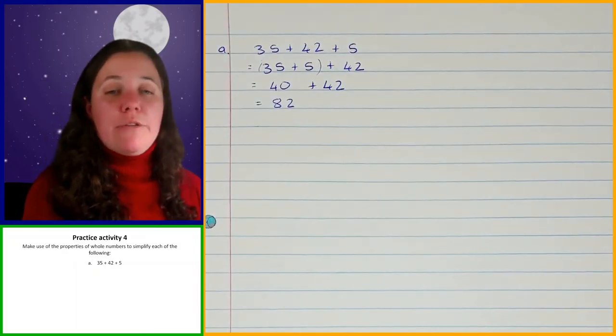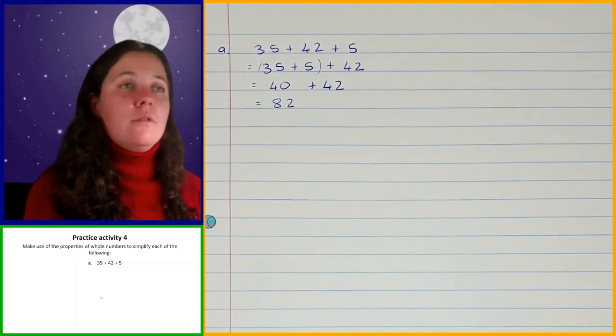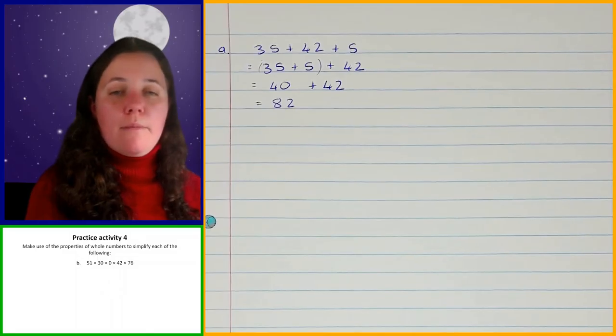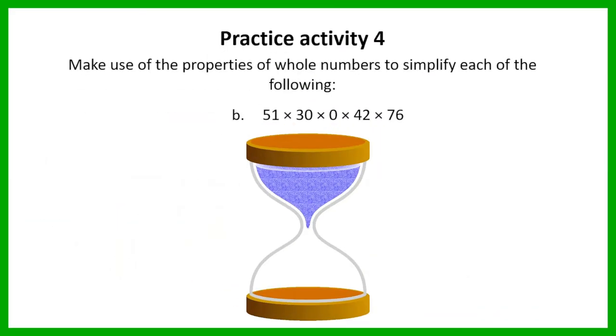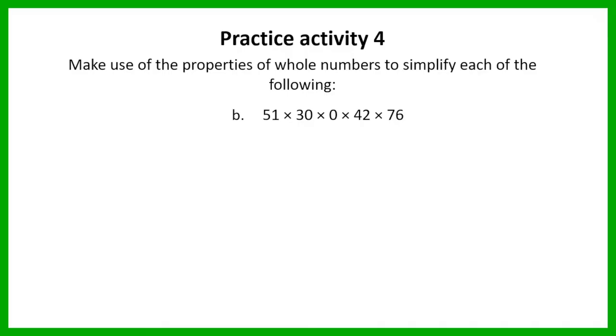Right, now I'm going to give you the next example to do. Okay, so for this example, you've got 51 times 30 times 0 times 42 times 76. Again, I'm going to give you 1 minute for this example.